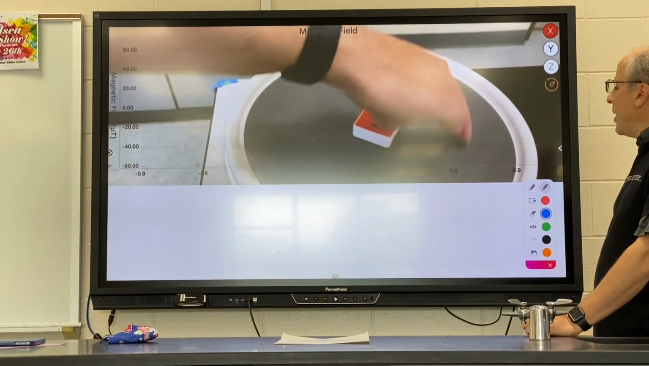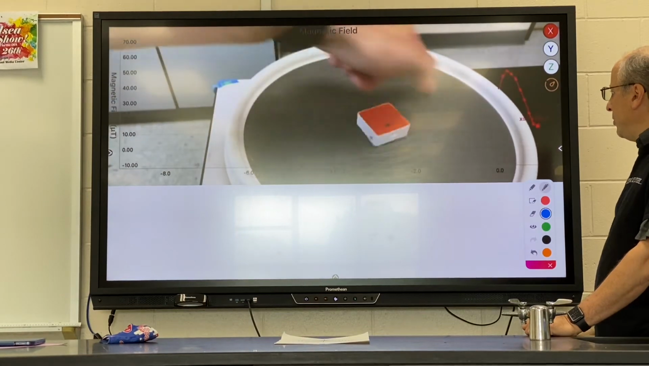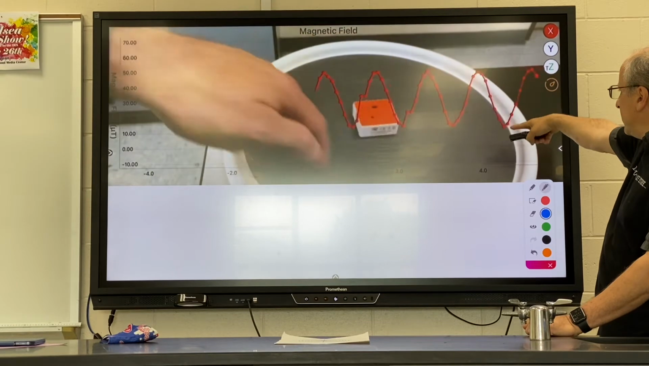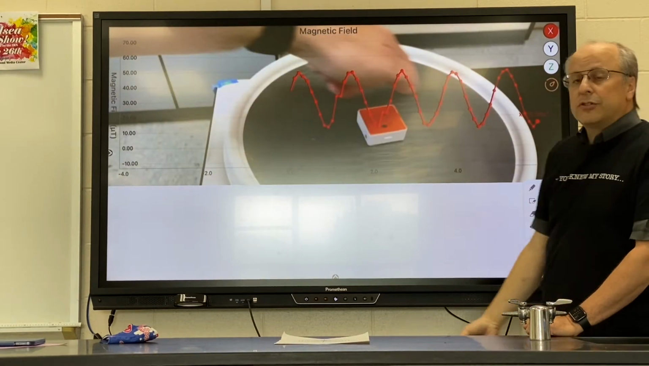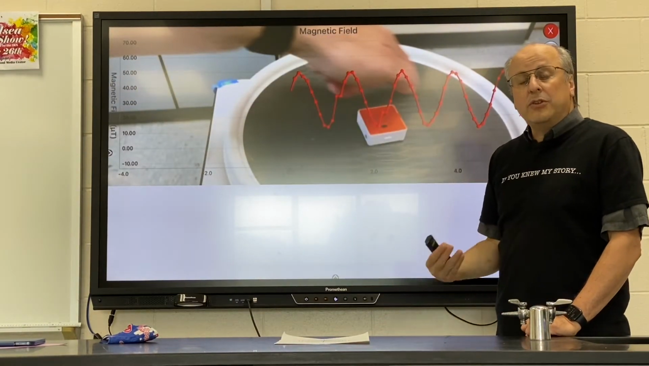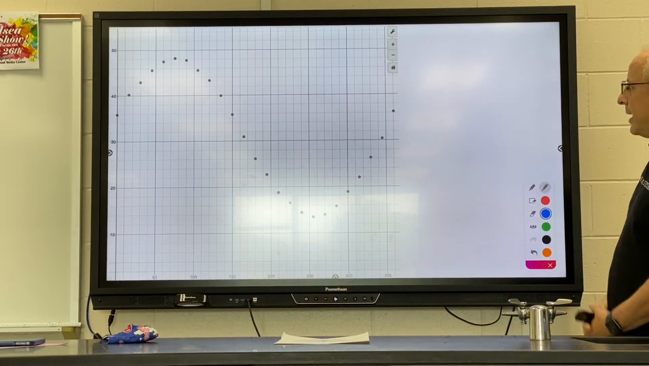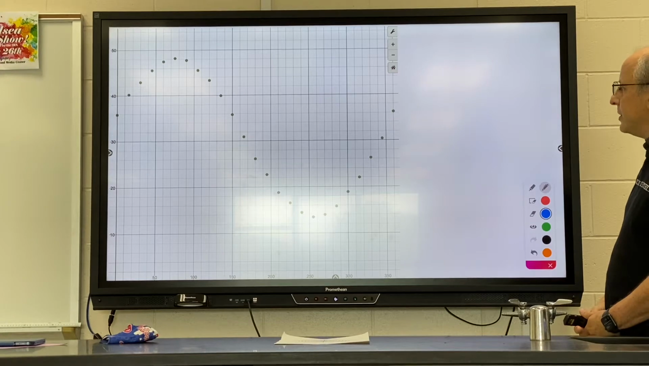Okay, hopefully you got a sine curve, so I just wanted to show you. Here's my pocket lab. I'm spinning it around in a circle, and you can see as it goes in a circle, the magnetic field strength varies in a sinusoidal pattern. Okay, here's what it looked like when I collected data very carefully using the pocket lab.